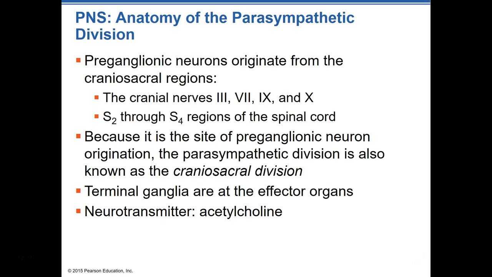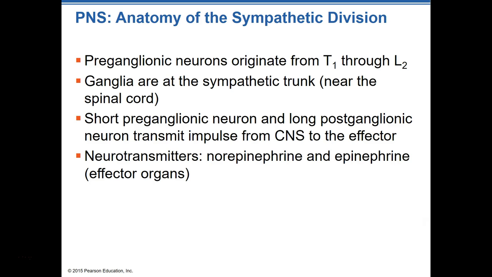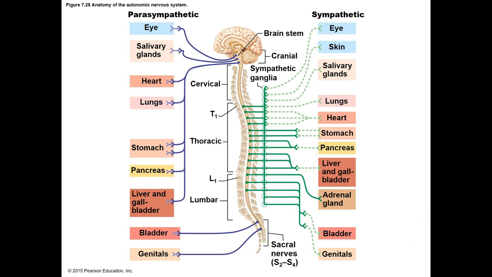There are some preganglionic neurons. Now just stick with me on this. Preganglionic neurons that originate from the craniosacral regions, and this is talking about the parasympathetic side. And then we have these, basically, this is just getting really wordy. Let's just cut to the chase and get to this right here. This is what we want to talk about, without getting real crazy wordy.